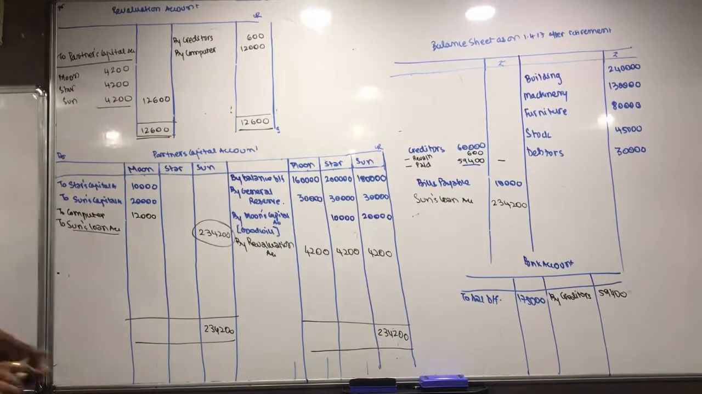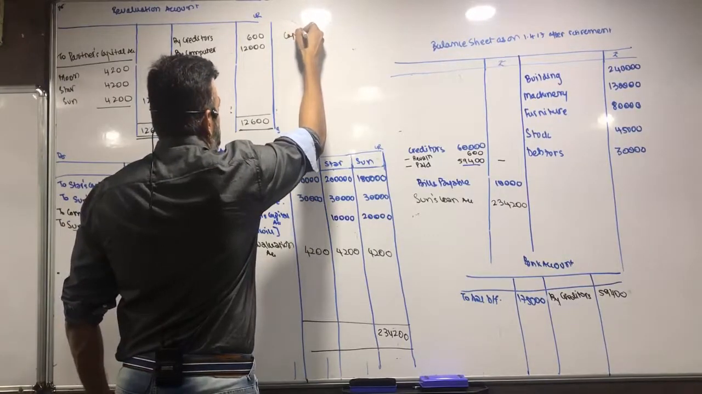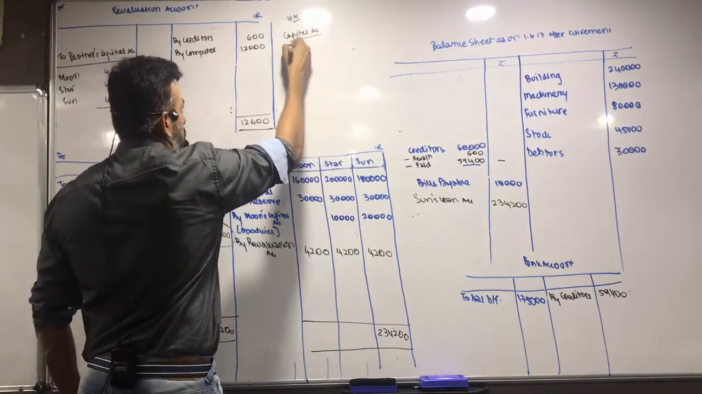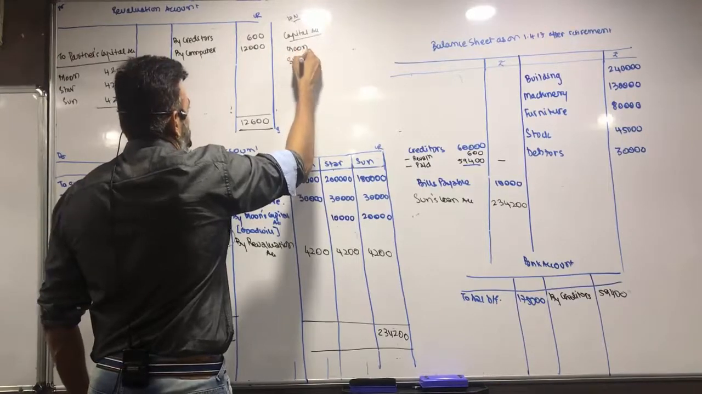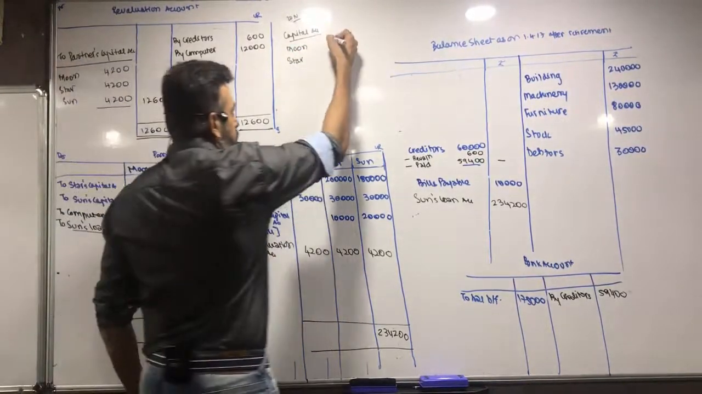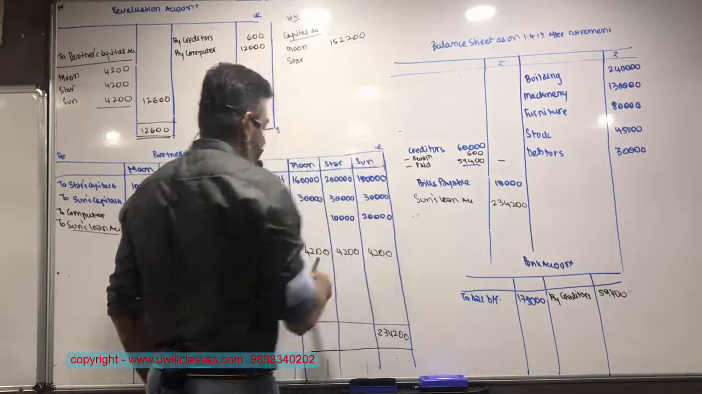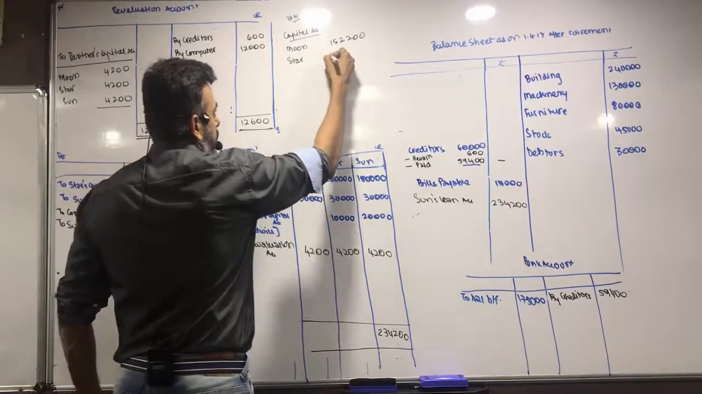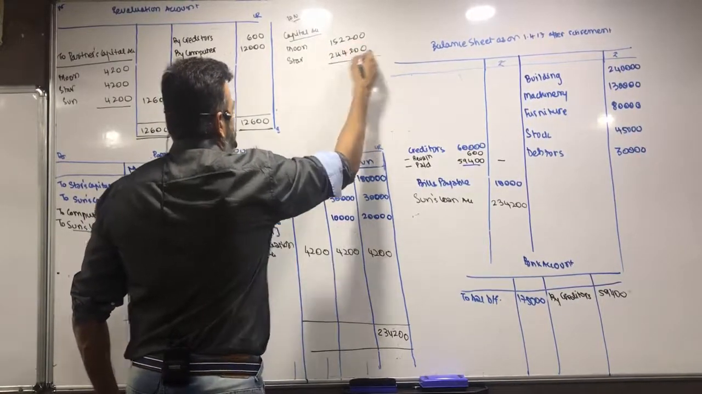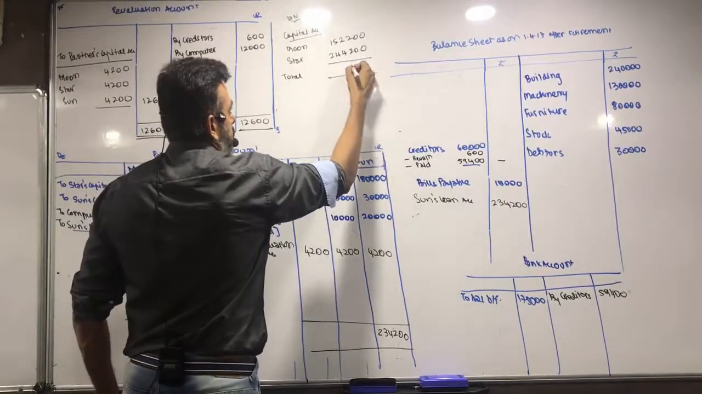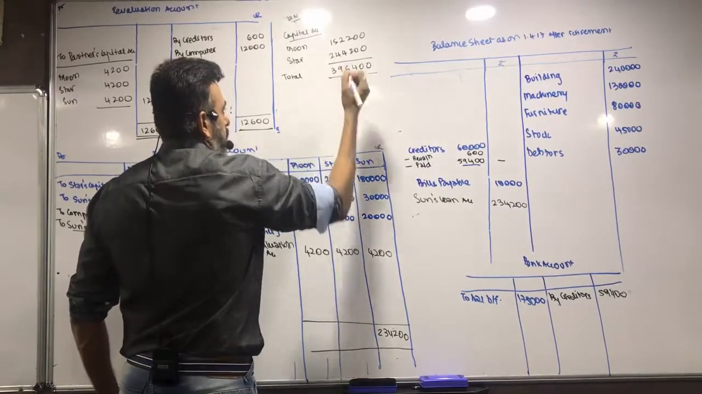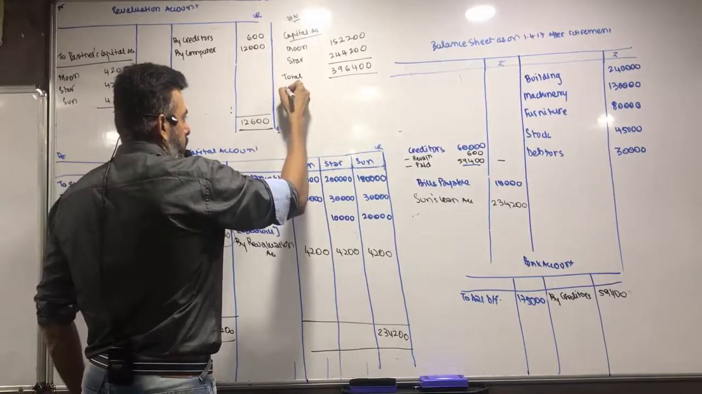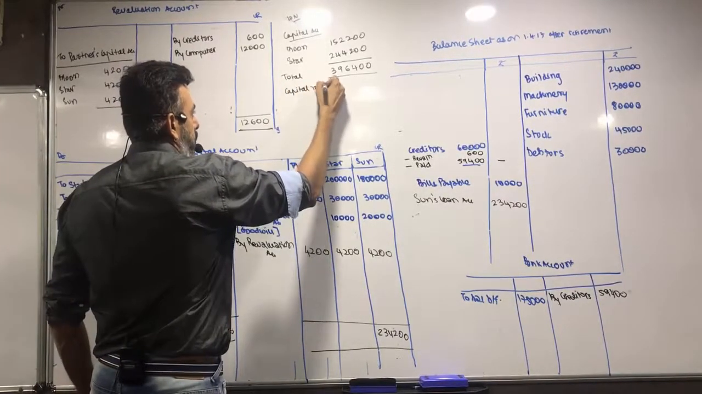First the balance is drafted. Balance in capital account. Working note: Moon and Star. 1,52,200. Yes, 1,52,200. Star, 2,44,000. Do the total: 3,96,400. What ratio do we want? In new ratio. Capital in new ratio.